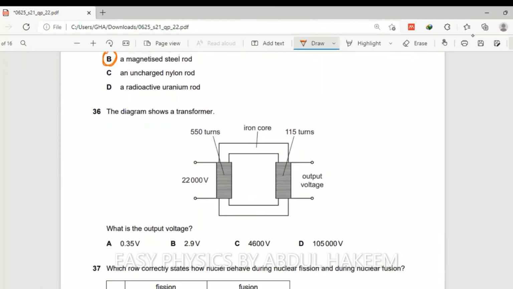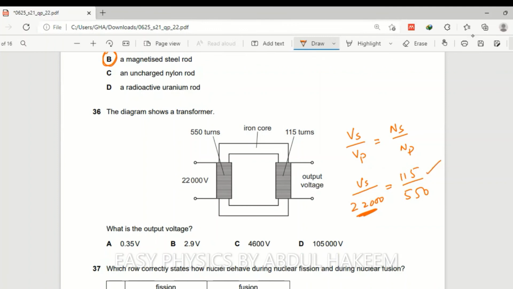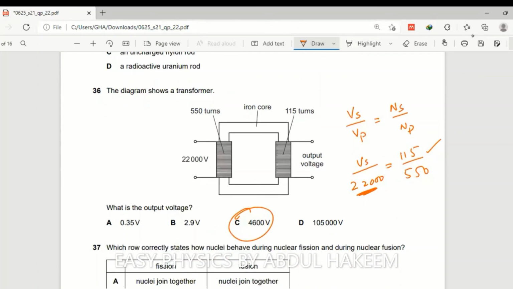Now the 36, the diagram shows a transformer. What is the output voltage? So voltage of the secondary, output, divided by voltage of the primary, input, equals number of turns of the secondary over number of turns of the primary. The voltage of the primary is given, 22,000. Number of turns of the secondary are 115 and the number of turns of the primary 550. So when this 22,000 is multiplied here, after the calculation, the answer is coming 4,600. So C is the voltage output.